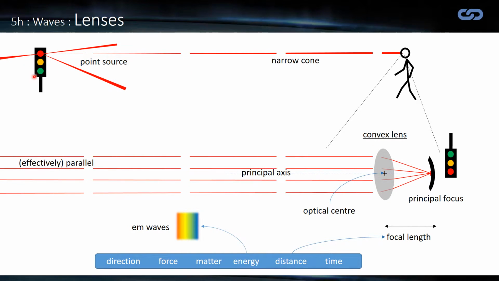So light is going off in all directions, and the lens is bringing it back to one point, and we call that point the principal focus. So the principal focus is the point, or the distance, the focal length, when light is parallel. We'll see what happens when it's not parallel in a second.